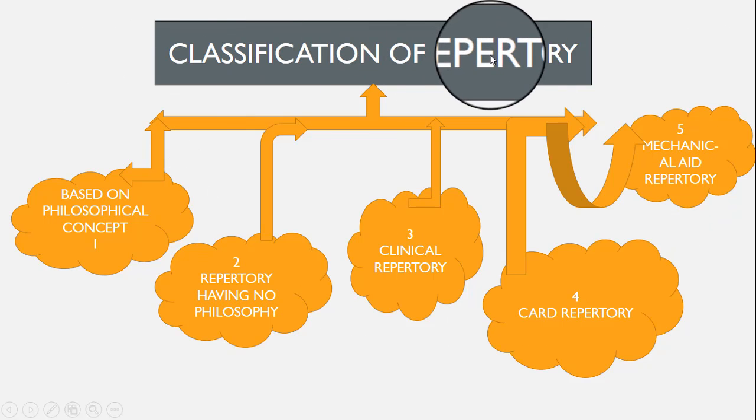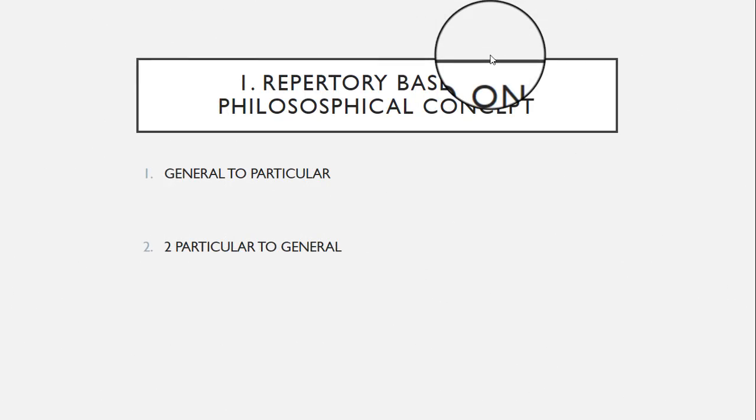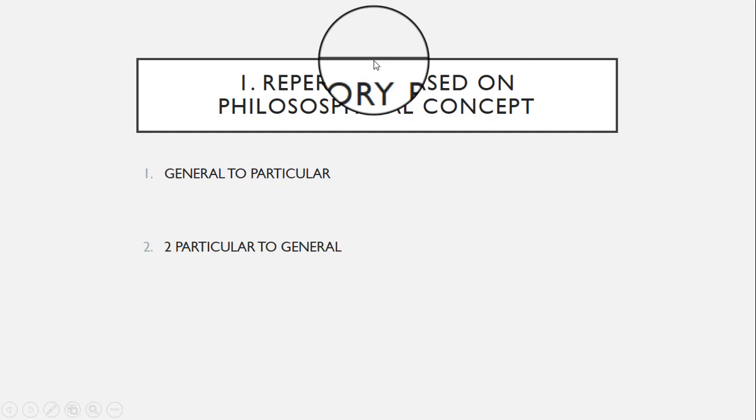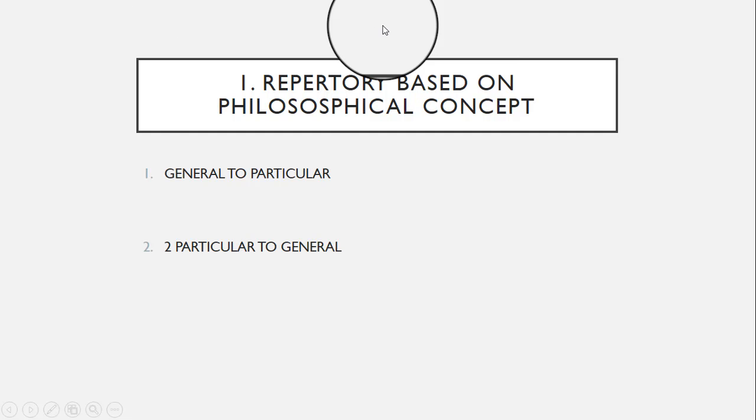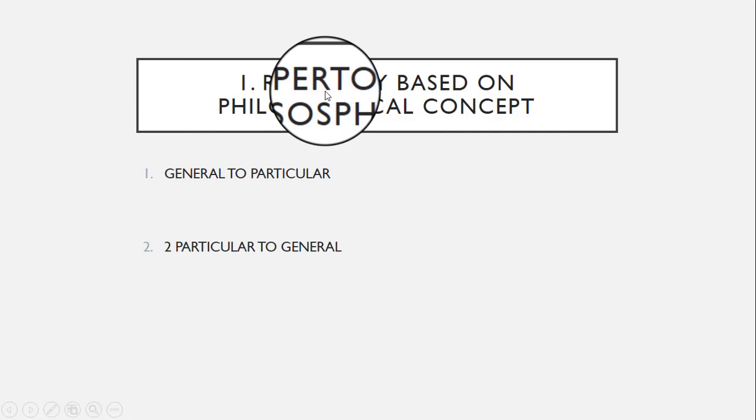The number of repertories has progressively increased since the time of Master Dr. Christian Frederick Samuel Hahnemann, and together more than 200 repertories are available in homeopathy. Because of the different types of repertories, it is necessary to classify them so that busy practitioners can utilize the right repertory at the right time. The first repertory we will talk about is the repertory which is based on philosophical concept.